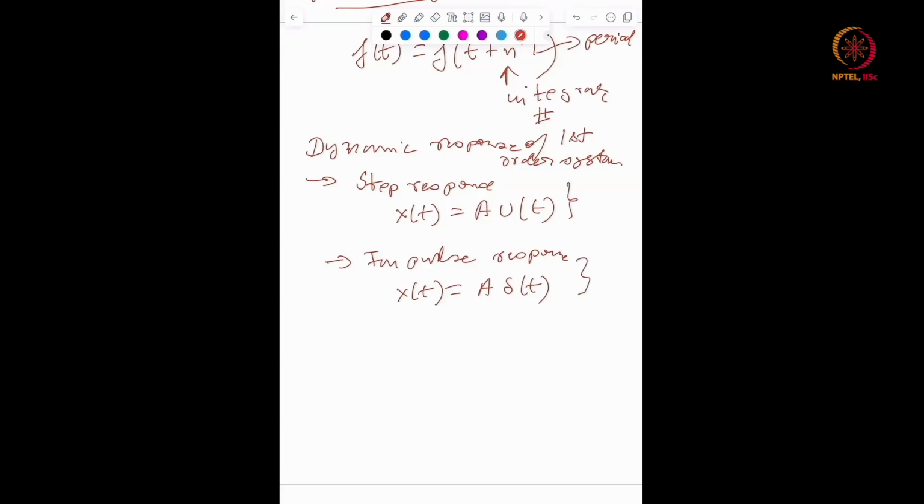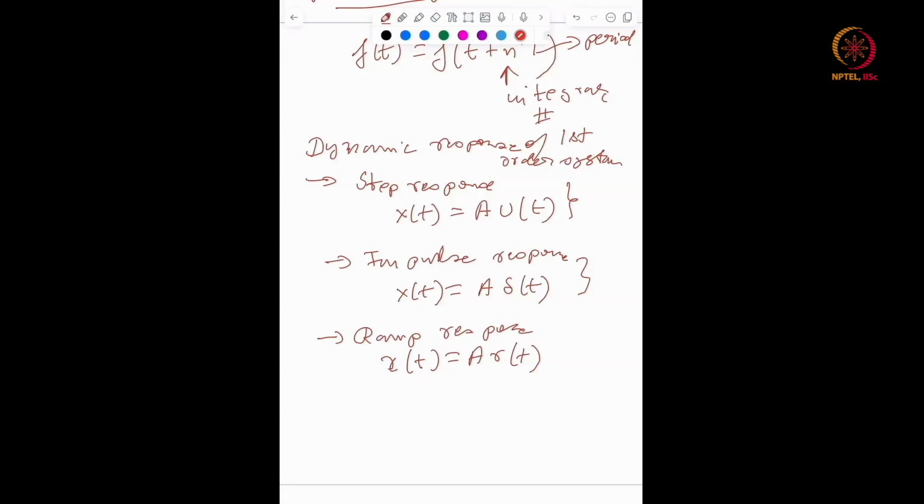Then you can also have a ramp response, which is basically a monotonic one, r(t), which we just now did. So these will be the kind of responses. Then you can also go to the response of the second order systems. And there also you can do the same thing for step response, impulse response, and ramp response.